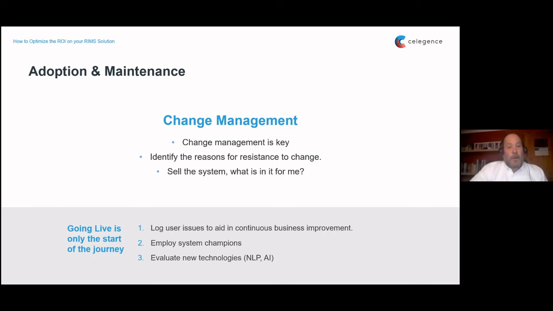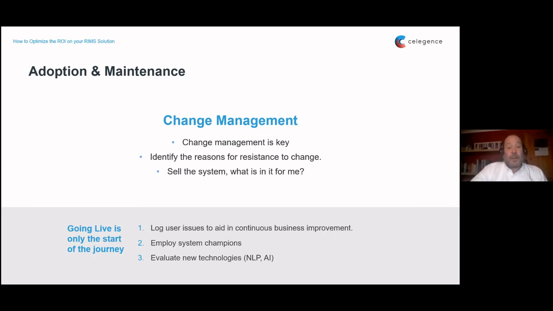So once the system has gone live, obviously that's only the start of the journey. You want to look at logging any issues in the aid of continuous business improvement. Make sure your users are being listened to. It really does turn users off to using a system if they've come up with ideas about how to improve it and they're not listened to. Employ those system champions. Those system champions will be key in helping you deliver change within your organization.